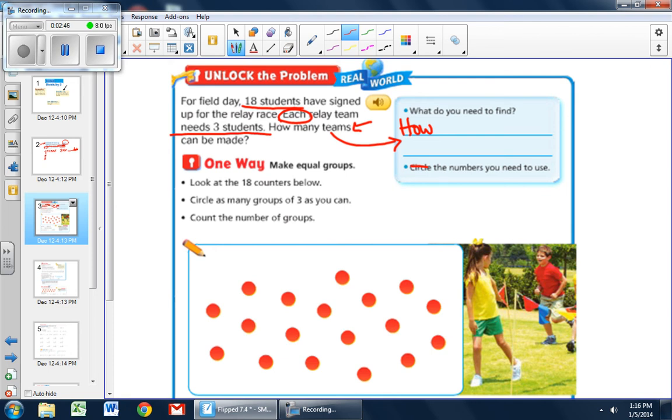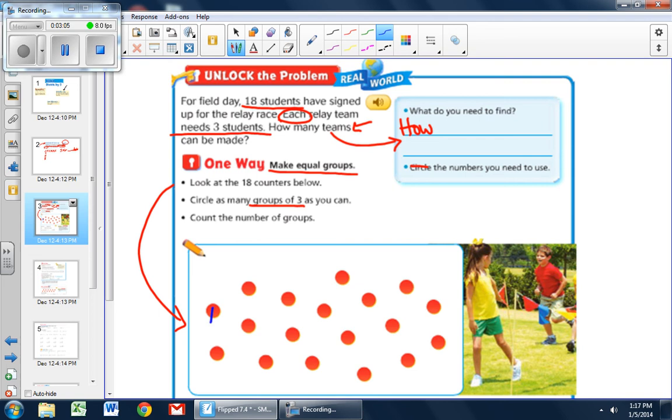So it's going to show us one way first is to make equal groups. Okay. So look at the 18 counters below. Again, you can use your tiles if you need to that are at your math centers. Circle as many groups of 3 as you can. So since they used red, I'm going to change a color.